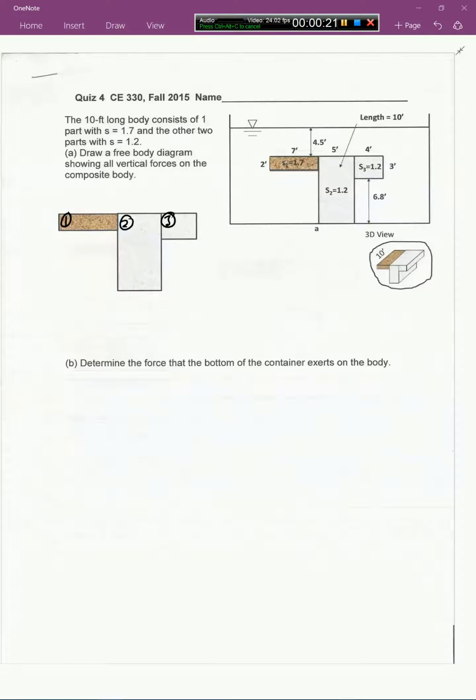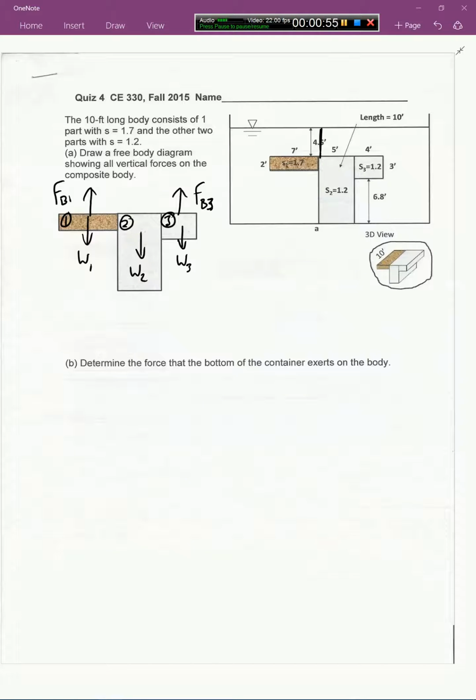So first things first, in every problem, you should consider the weights of each of the parts in the problem. So we're going to say that's W1, W2, and W3 for each of the parts. Next, we have 2 buoyant forces acting on each of part 1 and part 3 of this body. So we will put those up here and call them FB3 and FB1.